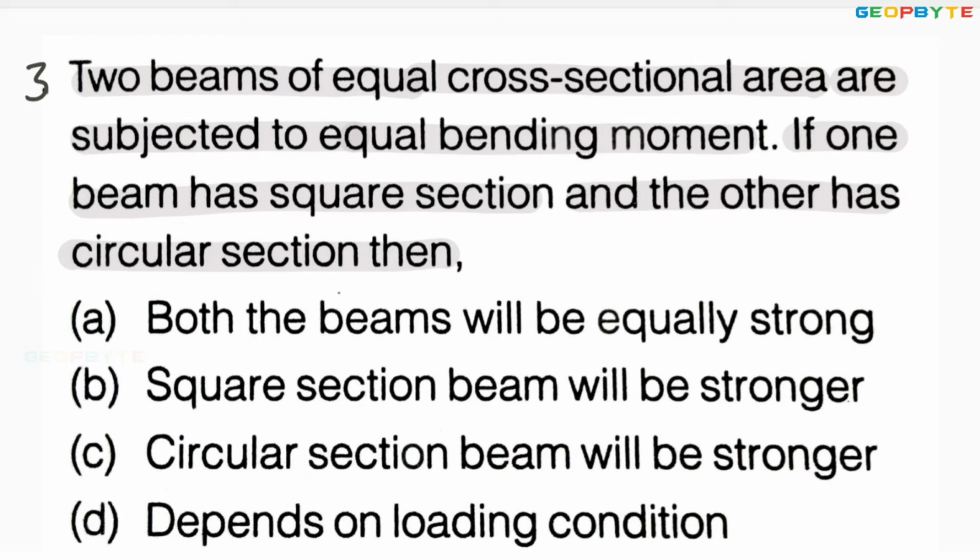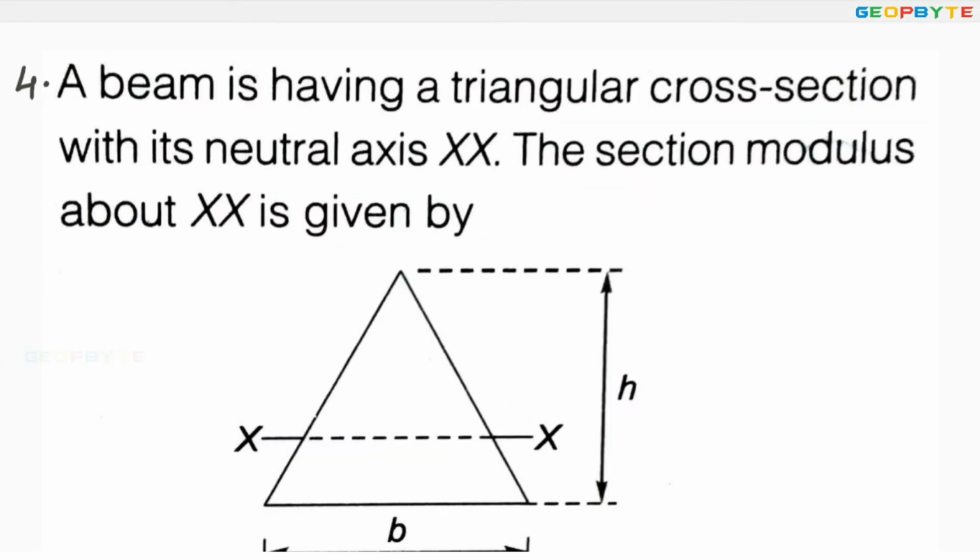That is the practical reason why for a building almost all beams have a square cross section or other than circular cross section. Anyhow, look at option B, square section beam will be stronger. Option B is absolutely correct. I hope you got the point. Let us take another problem. Look at the fourth problem.